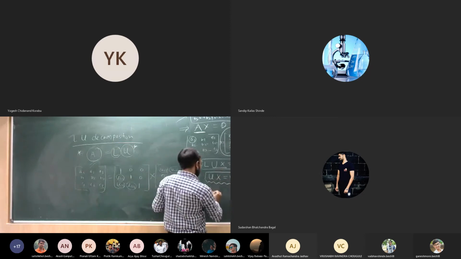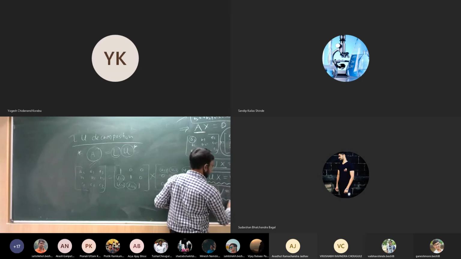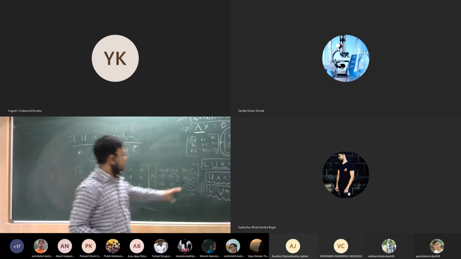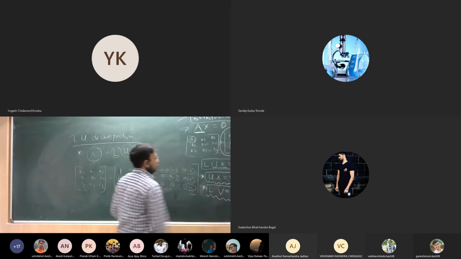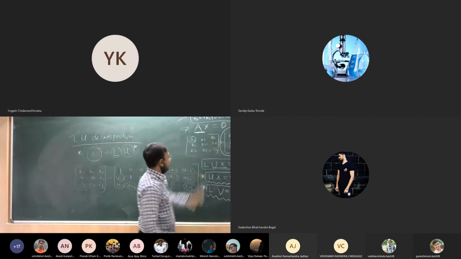So that means L into V is equal to D. This is now the second equation that we have derived. No need to memorize anything, we just have to remember these two equations. If you know these two equations, ultimately you can solve this particular X is equal to D.